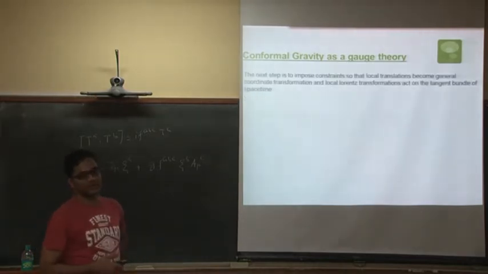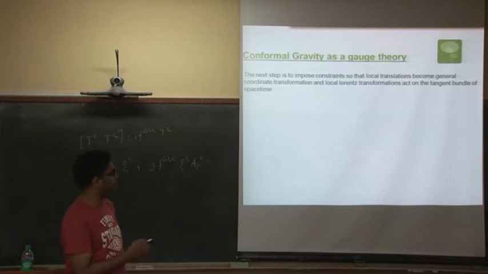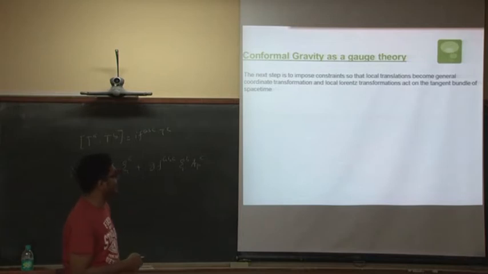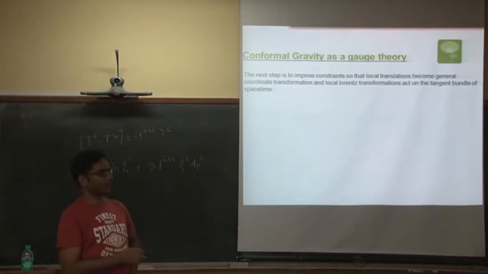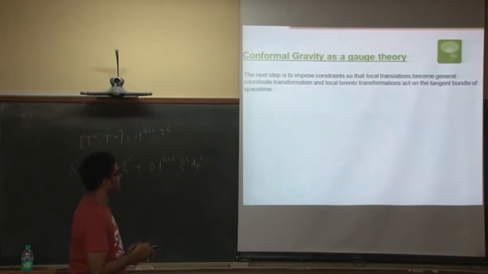So you want to realize this local translation as a diffeomorphism, and not just local translation, because then you have a gauge theory and not a theory of gravity. If you want to make it a theory of gravity, then you need to impose constraints, and those constraints will translate these local translations into diffeomorphisms, and the vielbein. So this local translation becomes general coordinate transformation, and local Lorentz transformation acts on the tangent bundle of spacetime, which you want for it to be a theory of gravity. And these are the constraints that we impose.